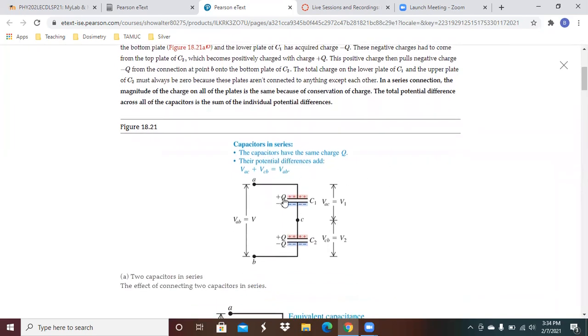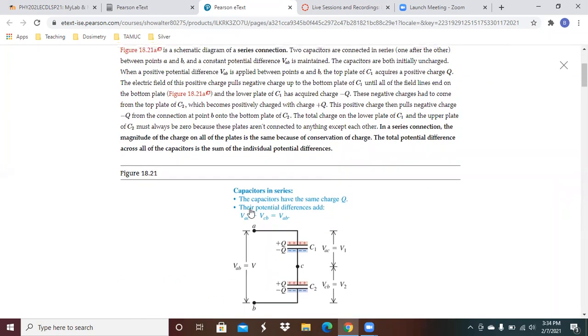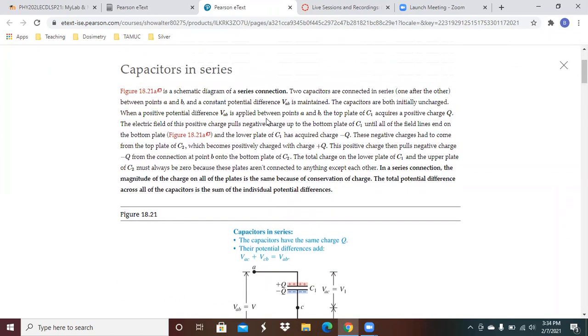Each of these capacitors is going to have the same charge Q. So whatever charge is built up here is going to be equal and opposite in charge of what builds up here, and the same thing is going to happen here. Now, let's go through some of the verbal description here.